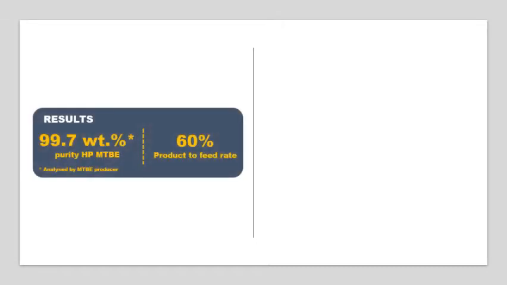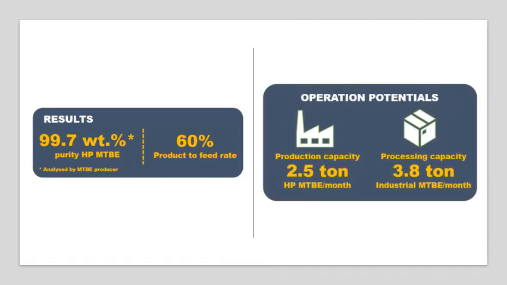As was previously mentioned, the distillation products were sent to a local MTBE plant for analysis. The results were promising. We were able to get MTBE with purity of 99.7 weight%. The production ratio is around 60% of feed rate. Based on the current operating condition, it is estimated the pilot plant is capable of producing 2.5 tons of high-purity MTBE per month with monthly processing capacity of 3.8 tons of industrial MTBE.